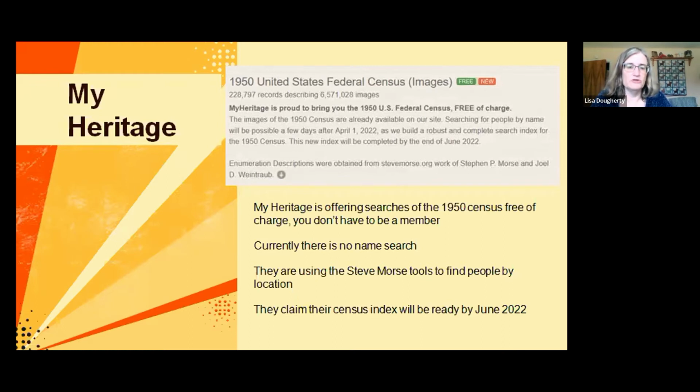So when you go in and you search by location, you're going to be using the same tools that are on the Steve Morse website. And they're making a claim that their index that they're producing is going to be ready by June 2022. So that's kind of a lofty goal. Be pretty interesting to see if they actually meet that goal. But that's what their claim is. So this is another alternative for searching. Maybe it's just a matter of which search capability you find easier to use. At this point, they should be fairly equal, but it will be interesting to see how their indexes progress and who ends up with the first complete index.